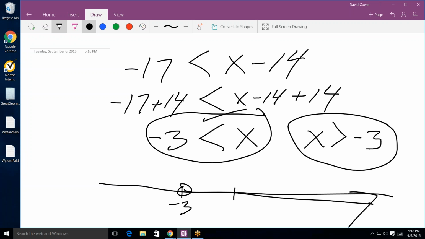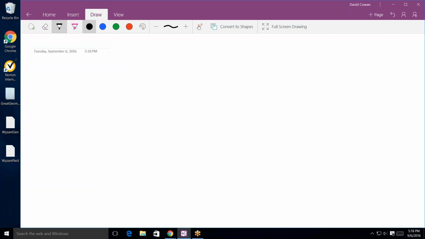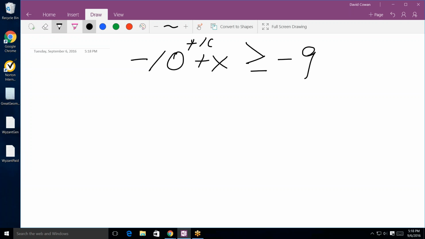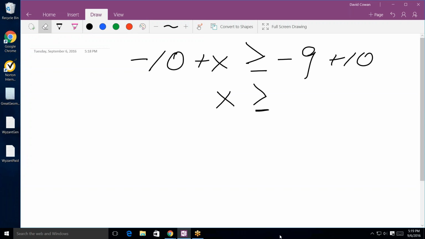Okay, negative 10 plus x is greater than or equal to negative 9. Negative 10 plus 10 plus x is greater than or equal to negative 9. Okay, what's the next line? If you're going to add 10 to both sides, you have to add it to both sides. I'm reading what the problem is. I have to find the error, not solve it myself. Kind of hate these problems, but that's okay.